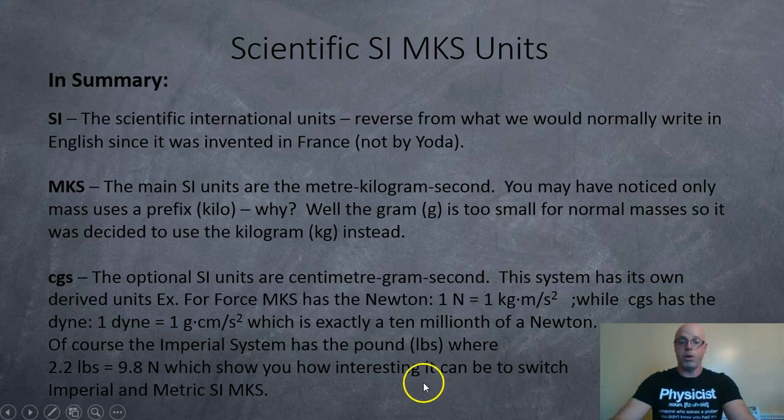And of course, you got the imperial system, where 2.2 pounds of force is the same thing as 9.8 newtons of force. And so it can be a little tricky converting between them. And that's it. So I hope this gives you an idea about the SI units, and in particular the MKS system.